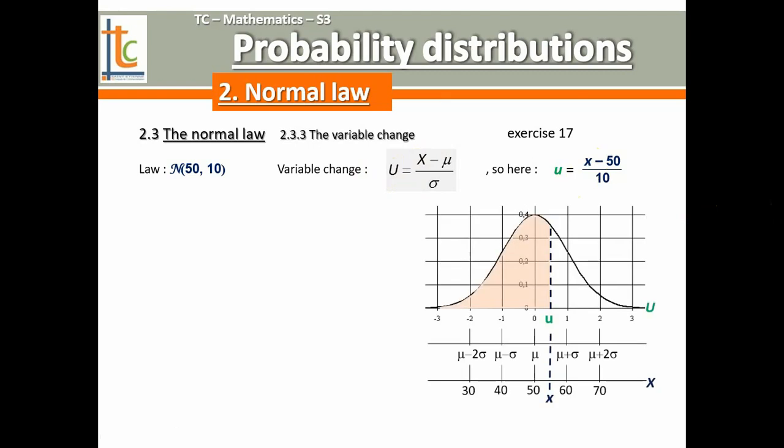So now let's go back to our exercise. We would like to calculate, this is a scheme that is not important in the exercise, just to illustrate our problem, the probability that X is less than 60 in this law. So let's translate it into the standard normal law by calculating the value of u. It will be 60 minus 50 divided by 10, so 1. And P(U < 1) can be read directly on the table: 0.8413, so approximately 84%.